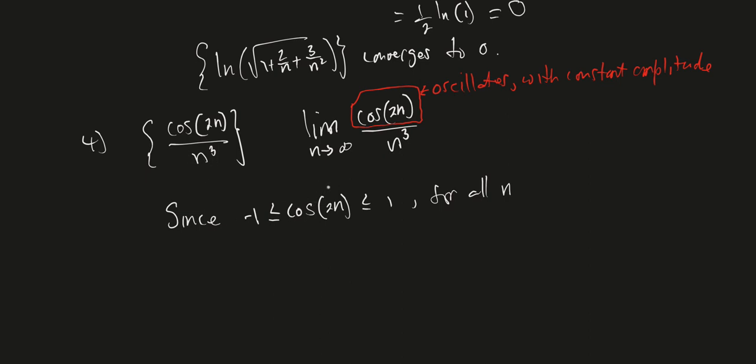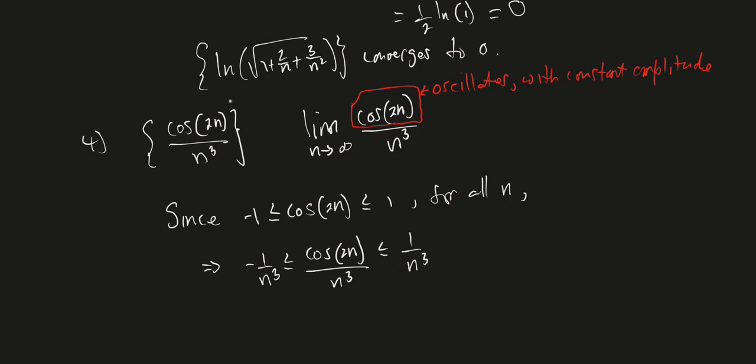So what I'm trying to do is to get an inequality set up so that I have the limit that I'm trying to evaluate in the middle, and then I would hopefully have easier ones towards the end. So the lower function here, the upper function here, but we're not quite there yet. What I have to do is divide this inequality by n cubed. So then I end up with 1 over n cubed is less than or equal to the cosine of 2n over n cubed, which is less than or equal to 1 over n cubed.